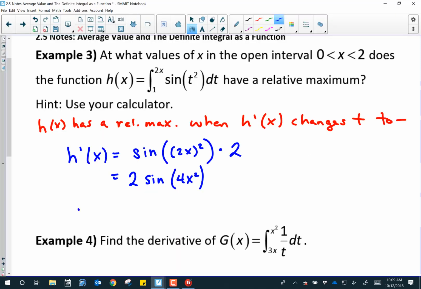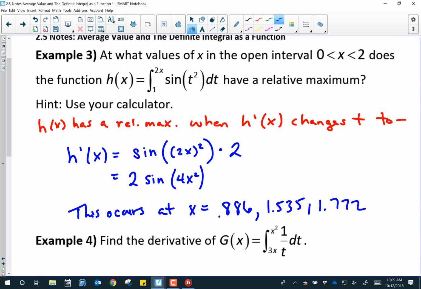So this occurs at x equals 0.886, 1.535, and 1.772.